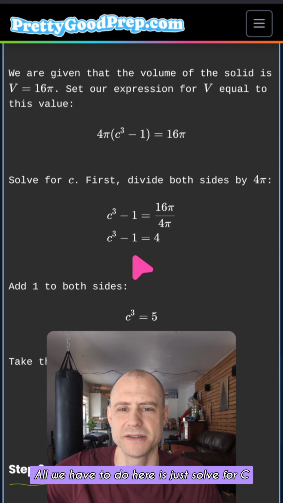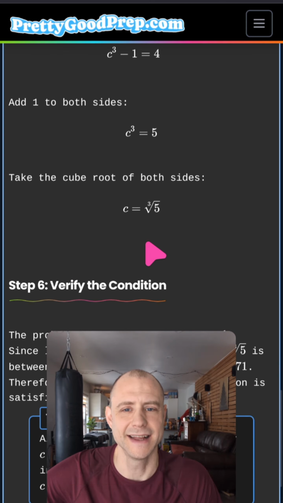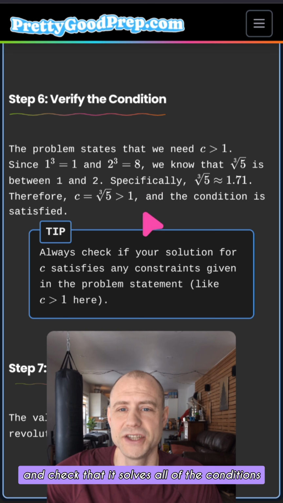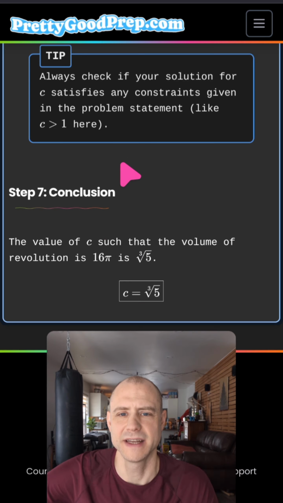All we have to do here is just solve for C. We get the cube root of 5, and that's the final answer. We can verify it though, and check that it solves all of the conditions. And that's what I show you at the end here.